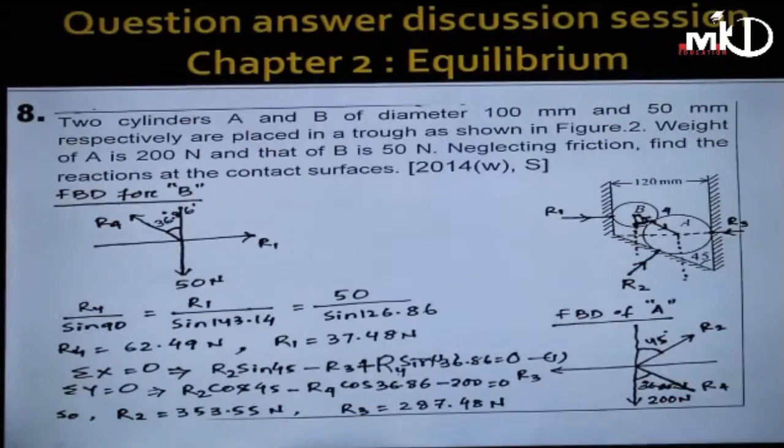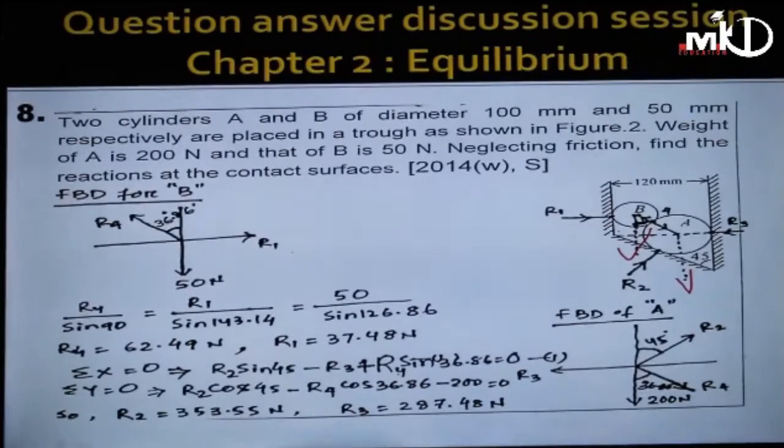Two cylinders A and B of diameter 100 mm and 50 mm respectively are placed in a trough as shown in the figure. The weight of roller A is 200 Newton and that of B is 50 Newton. Neglecting friction, find the reaction at the contact surfaces.